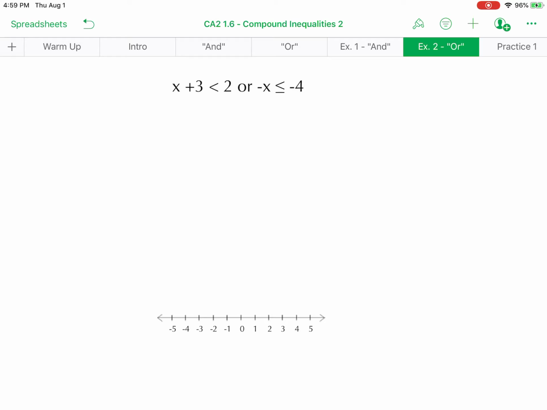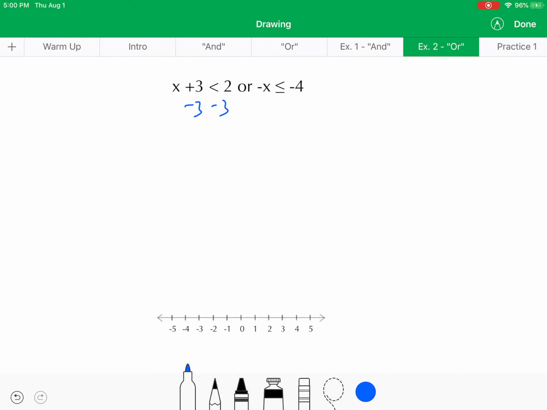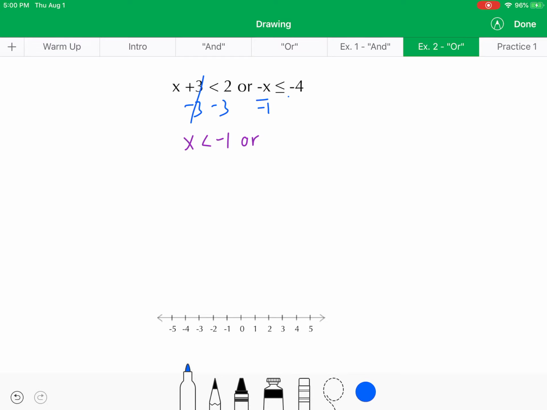Okay, here's an example of an or compound inequality. No choice but to solve them separately. So let's subtract 3 from both sides over here on the left. X is going to be less than -1. Carry that word or down. And then divide both sides by -1. Notice you're dividing by a negative. That means you have to flip your inequality symbol.